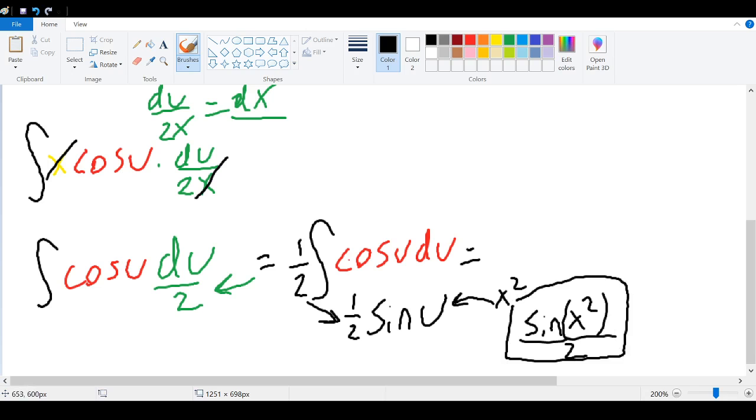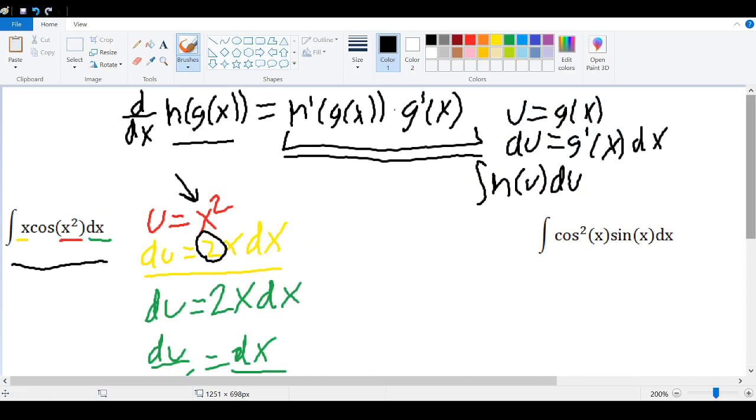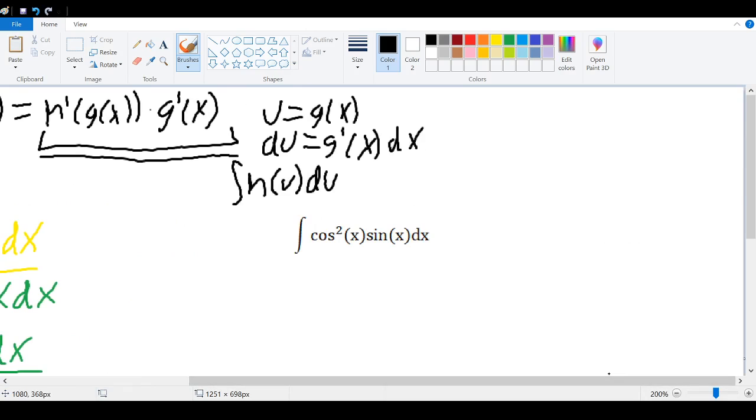So even if you have a function and its derivative, but the derivative is off by a constant, like how we didn't have the 2 in this problem, you can still get away with using U-substitution. And we're going to have a similar situation over here in this problem.